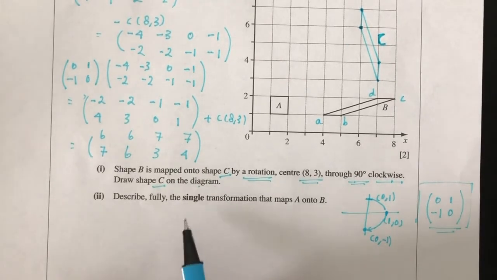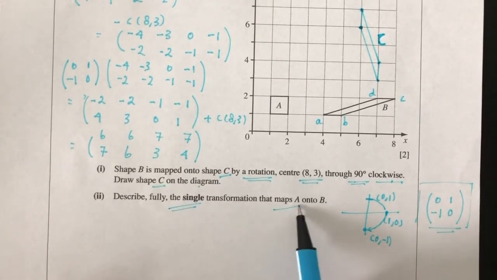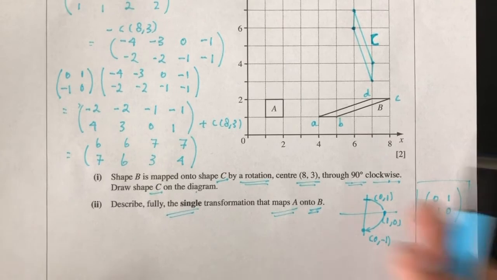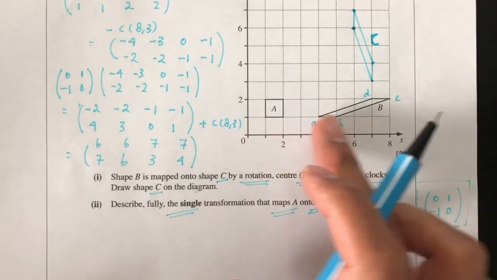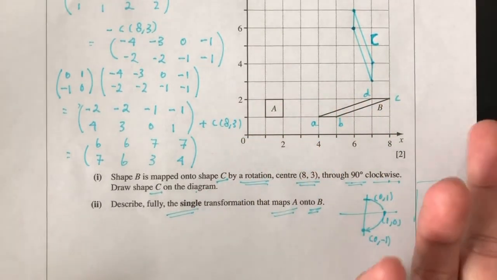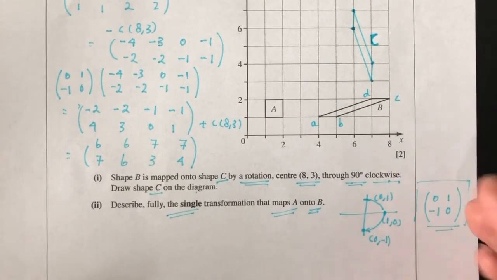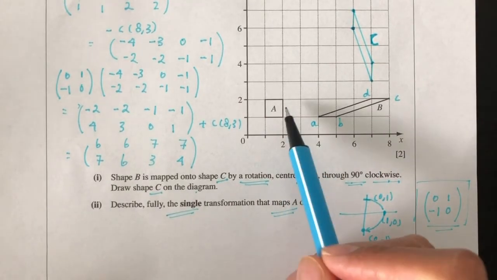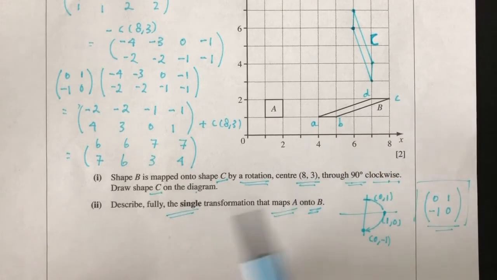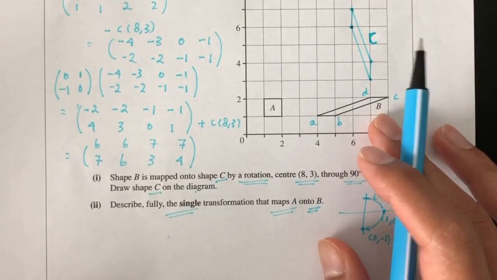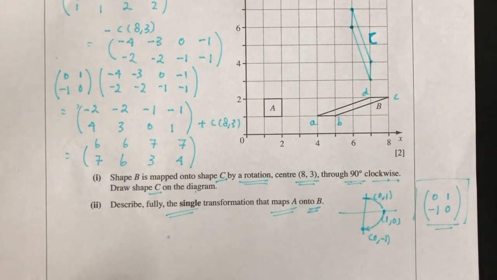Now for part 2, describe fully the single transformation that maps A onto B. As you observe, A has been stretched. So you have two options here. It can be a stretch or it can be a shear factor. You test, you try out from experience, and you will see that this one is actually a shear.